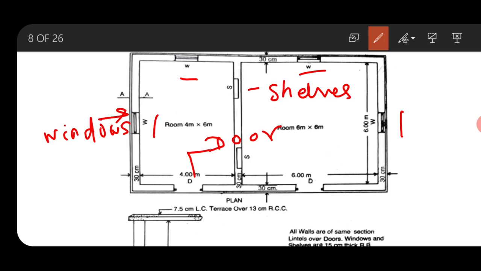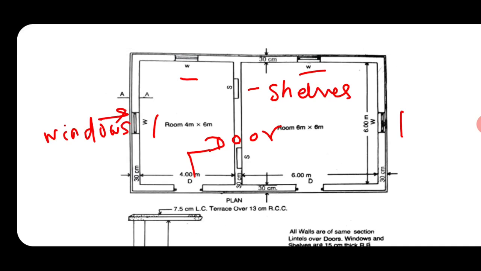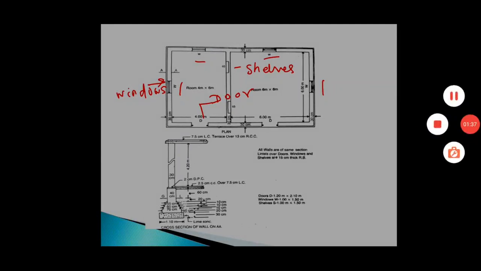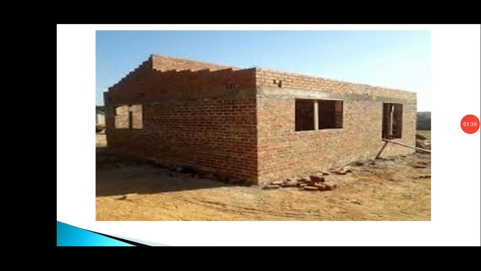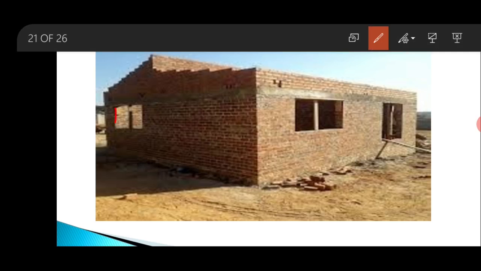Similarly, let us move to the picture. This is a real picture of brickwork in the superstructure of a building. These are the openings. These are the window openings and this one is the door opening. So there is no brickwork.